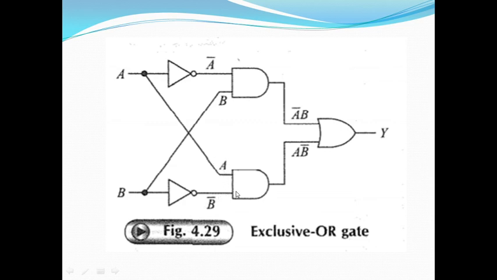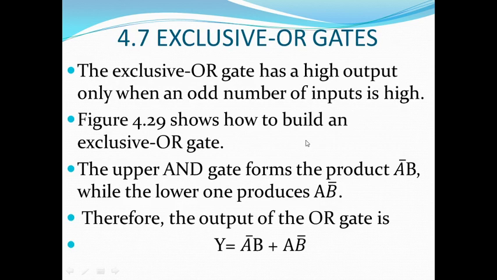So AB bar is the input to this one. Output of both this AND gate is the input of OR gate. One of the inputs is A bar B, another input is AB bar, and that will produce the output Y, and that Y is equal to A bar B plus AB bar. The upper AND gate forms the product A bar B, while the lower one produces AB bar. Therefore, the output of the OR gate, this is known as a Boolean expression for the OR gate also.